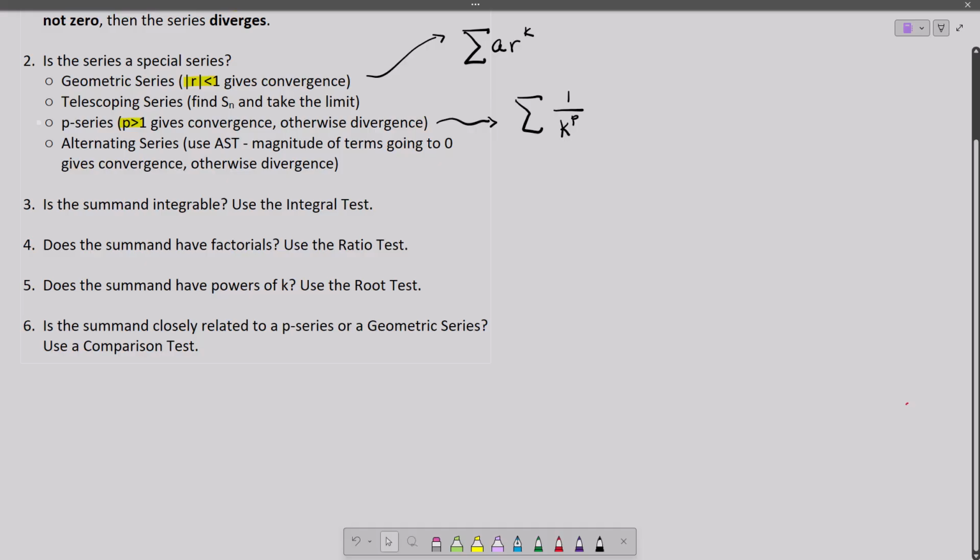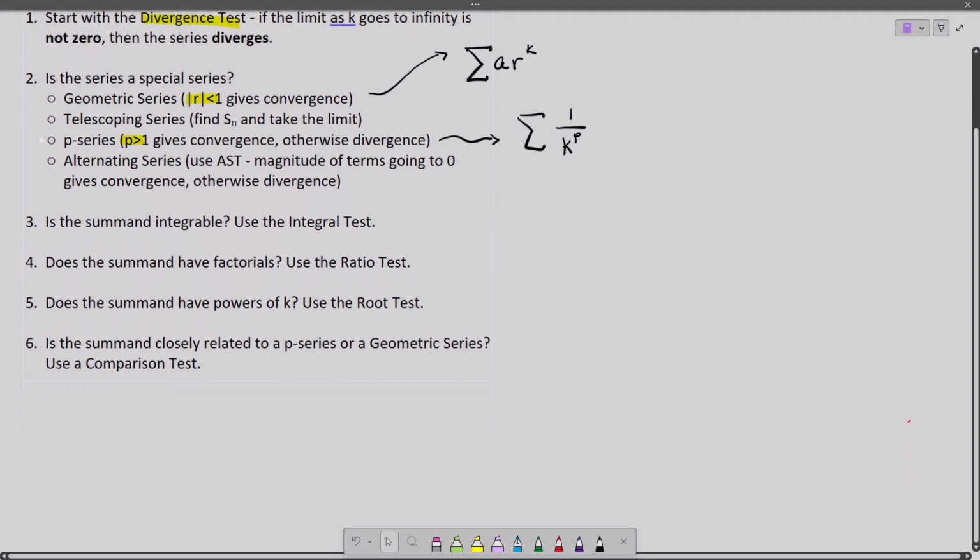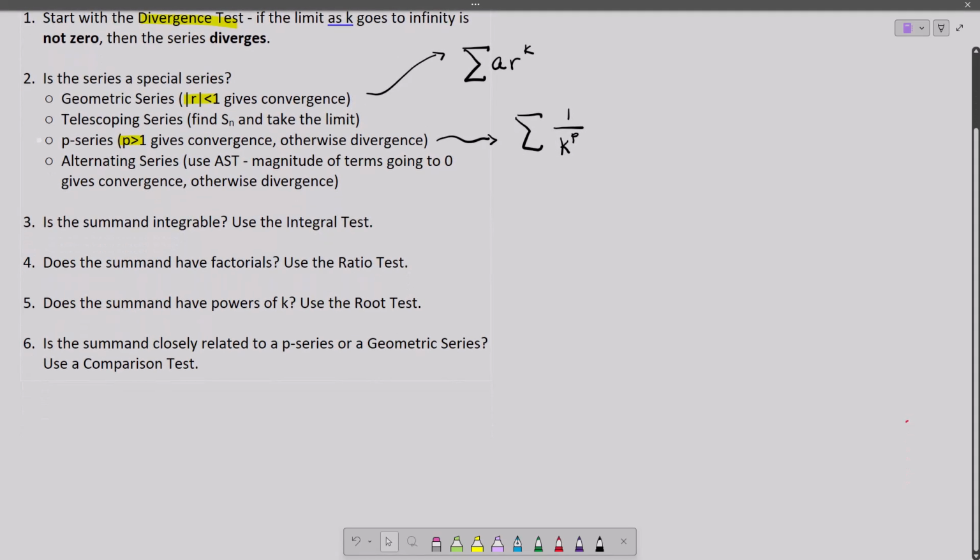If none of those are working, if you come through the divergence test, geometric, it's not special. So special means it's got like a particular name to it: geometric, telescoping, P, or alternating. Then you look at the summand. What's inside the summation symbol? Is it integrable? Maybe we should say easily integrable. If it's easily integrable, integral test is the way to go.